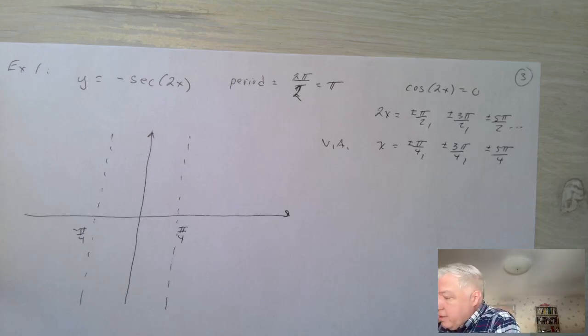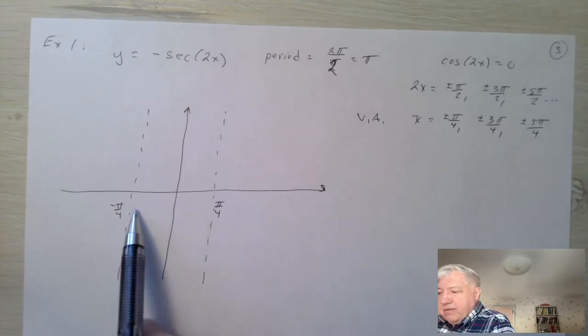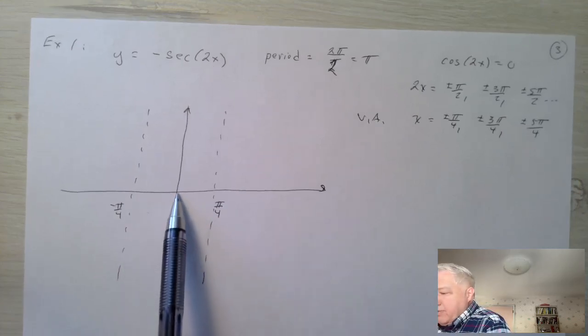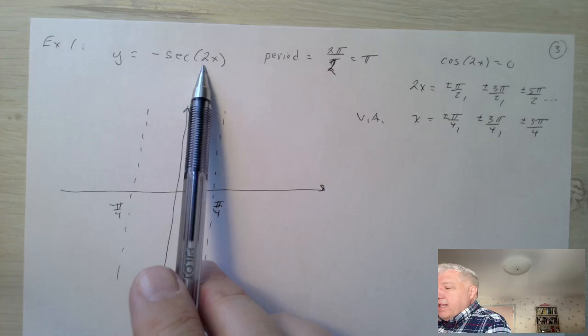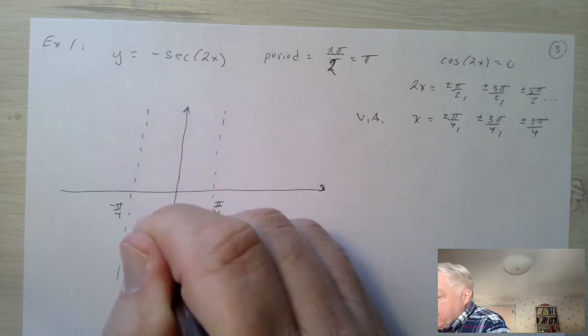All right. Now we want to plot these. So let's just focus on plotting these between these 2 points. We could plot some arbitrary points, but probably the easiest one is to plot the middle point. At 0, we can see the secant of 0 is 1, but we have a minus sign, so it will actually be -1 here.